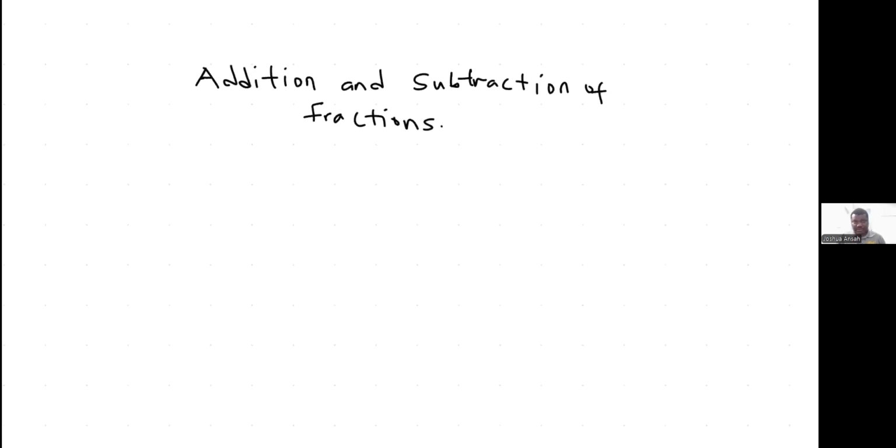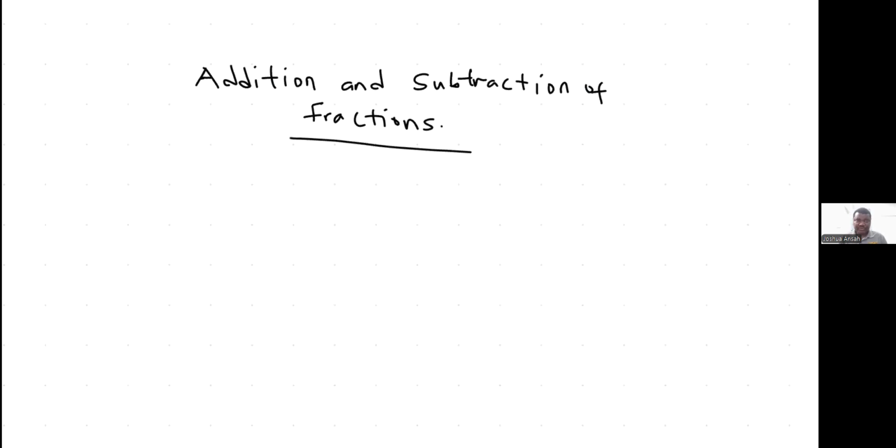Hello, good day. Today we are looking at addition and subtraction of fractions. How to add and then subtract fractions.